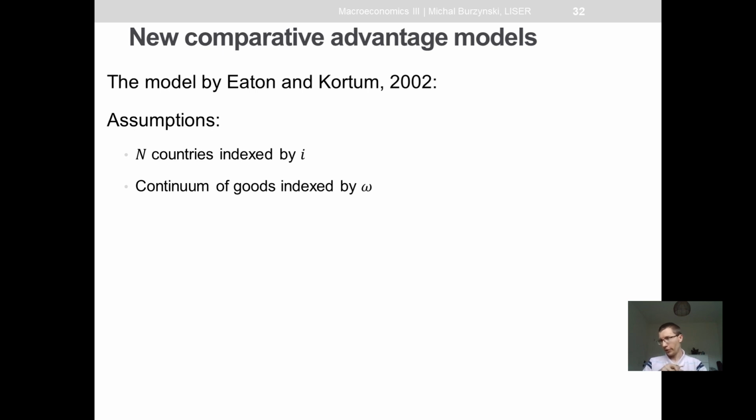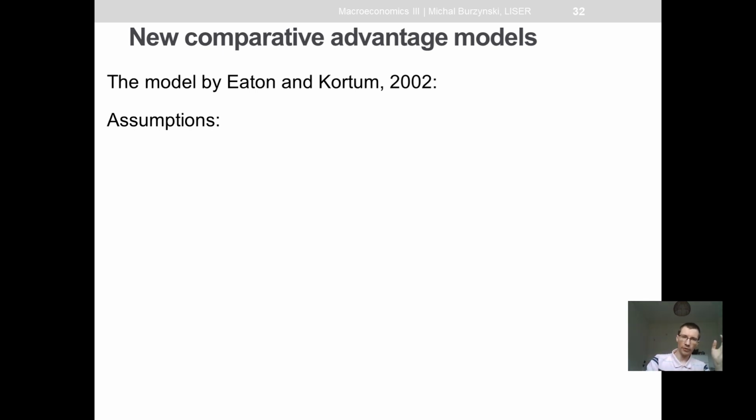With a two good, two country Ricardian model, as we analyzed before, it was quite simple. But then what happens if you have many countries, many goods, many factors of production? Those models become intractable. This is a big disadvantage of this Ricardian motivation for international trade.